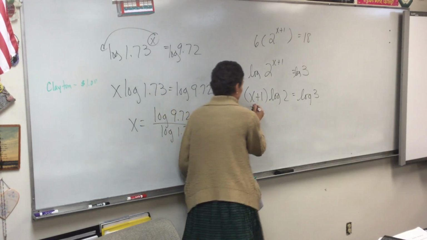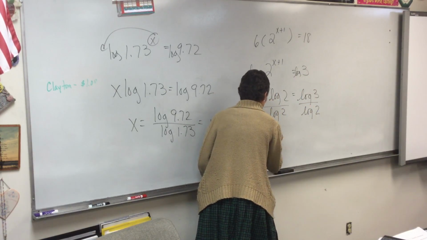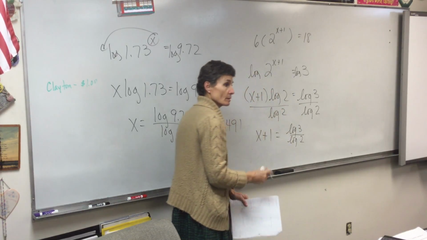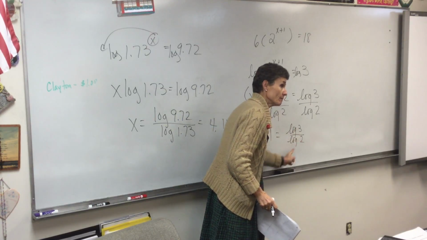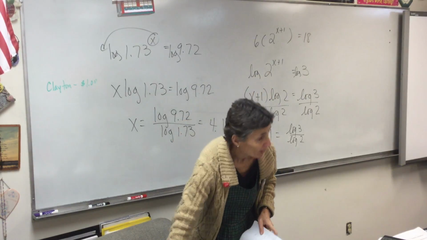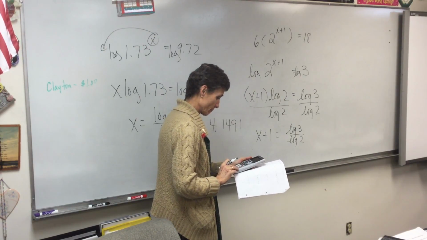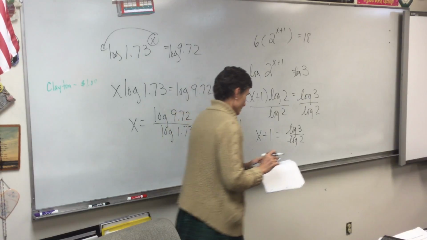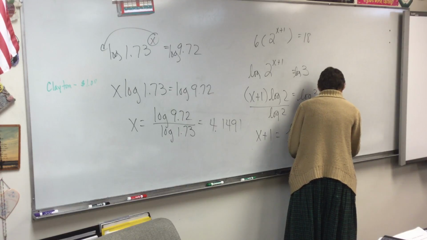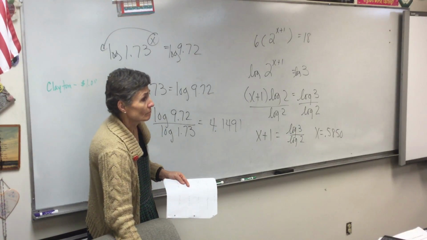Now, can I still divide both sides by log 2? Yeah. But now I'm going to have x plus 1 equals log 3 over log 2. Can I still type this in on my calculator? Mm-hmm. But that's not x. I'll have to subtract 1 from it. So for x, the actual final answer, I got 0.5850 if I round it off. Is that what you got? Yeah.